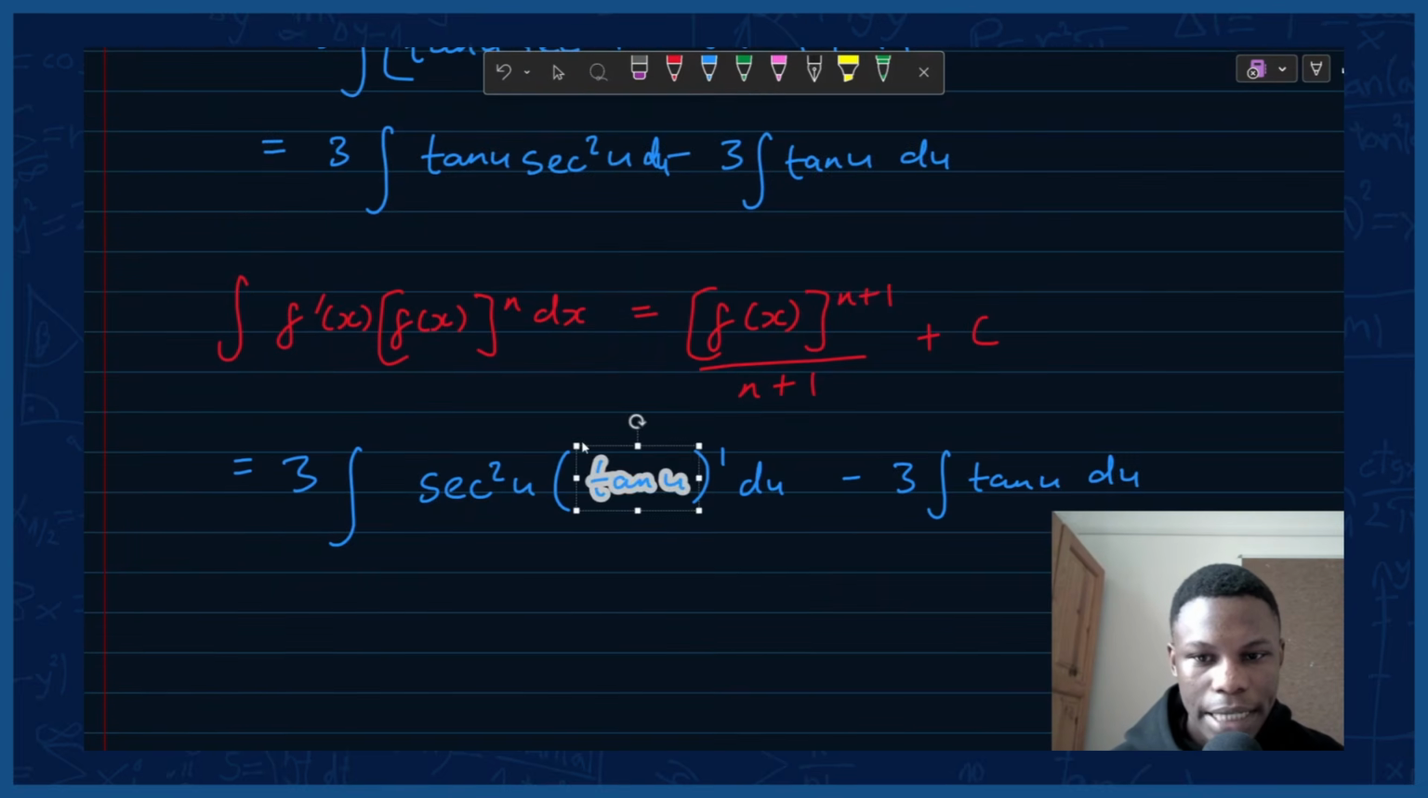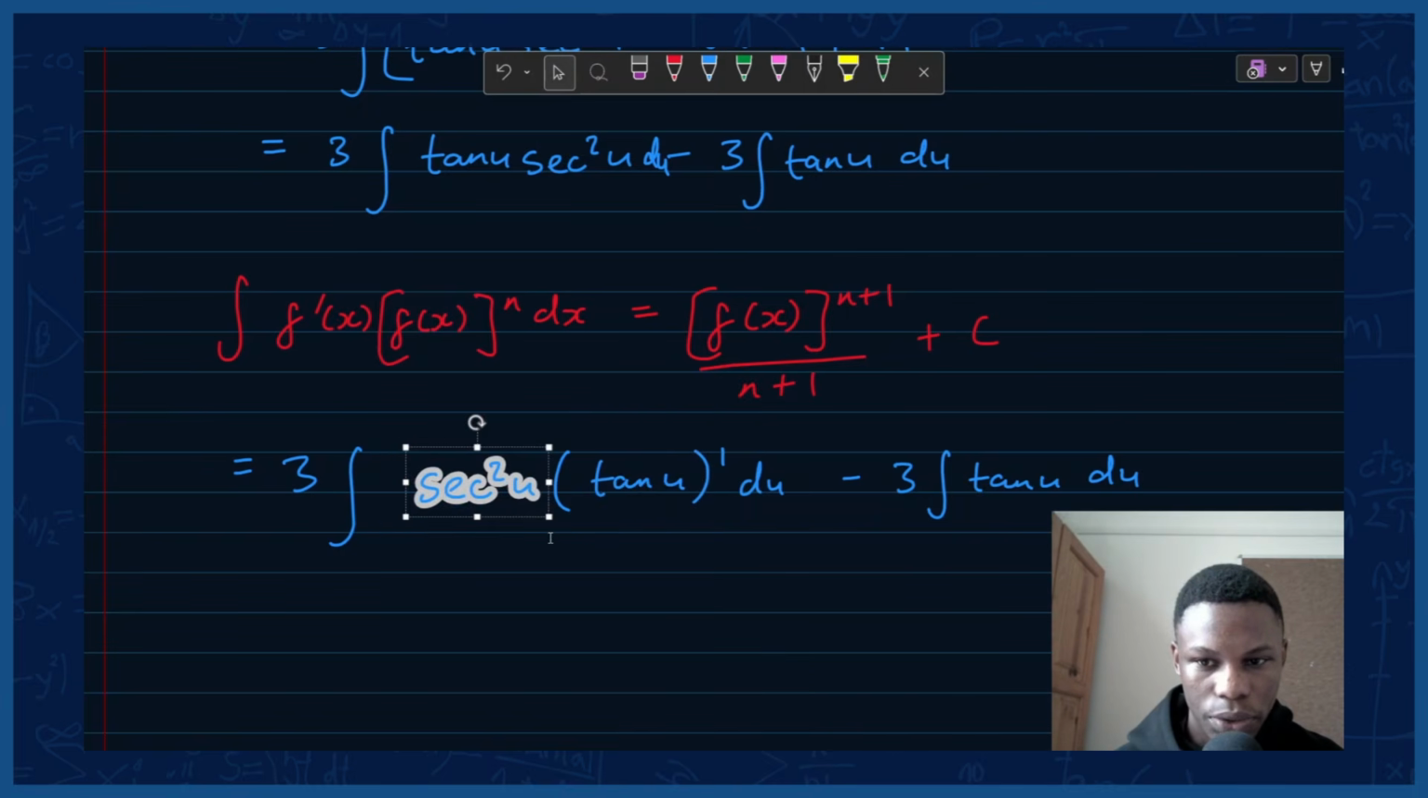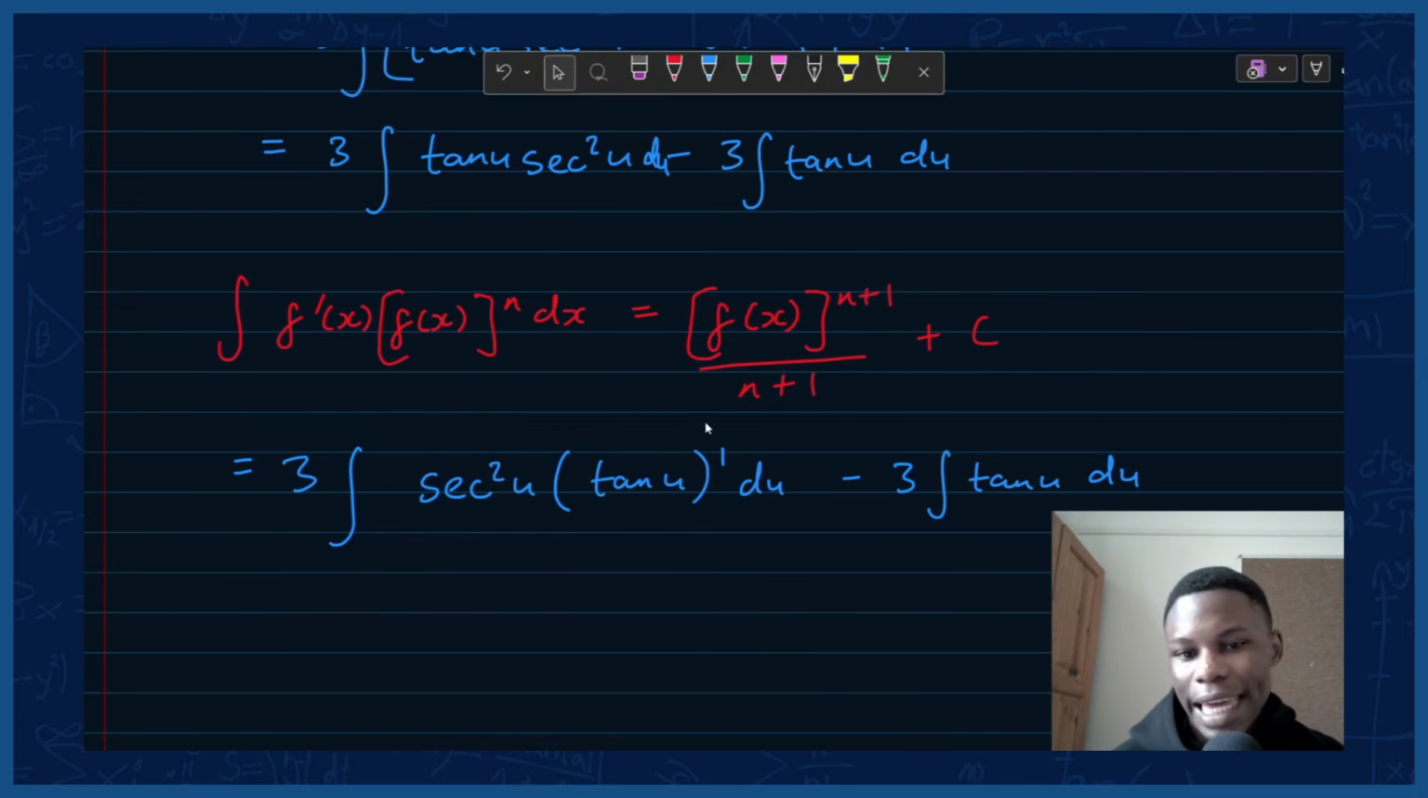So if you take tan u as your f of x and you differentiate tan u, we know that the derivative of tan u is sec squared u. So we already have this in the form f prime of x times f of x to the power of n. In this case, our n just happens to be 1. So that means this would integrate to f of x to the power of n plus 1 divided by n plus 1. So that means this simply becomes tan squared u divided by 2.